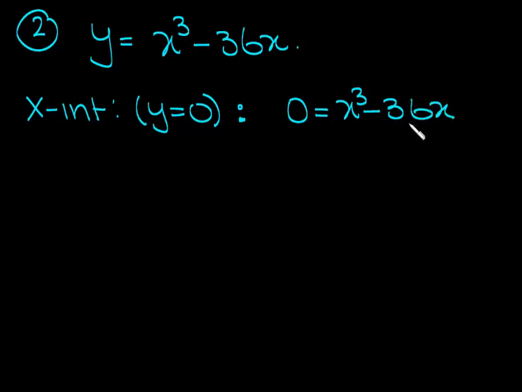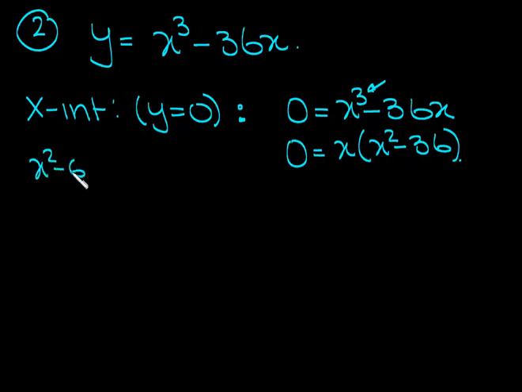So how do we solve this? This is degree 3. We really haven't talked about solving degree 3 equations, but that's not a big deal. Anytime you're solving equations, it's always good to look for the greatest common factor anyway. So let's do that. So we get x is common, so we get x squared minus 36. Okay. Now we need to factor this, so we can just do that on the side here.